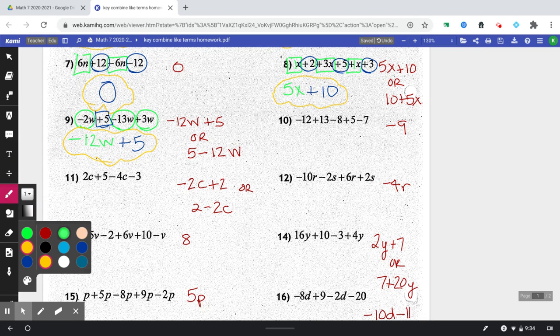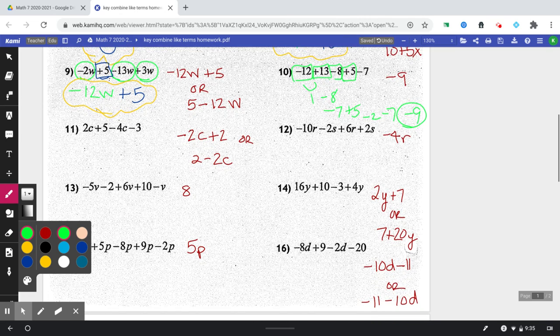Okay. All right, number 10. Oh, look at that. These are all constants, so you're just adding this up. So you're going to think negative 12 plus 13, that will give you positive 1, plus negative 8, which gives you negative 7, plus 5, negative, what do we got here? We got 1 plus negative 8 is negative 7, plus 5 is negative 2, minus 7, you get negative 9 for your answer.